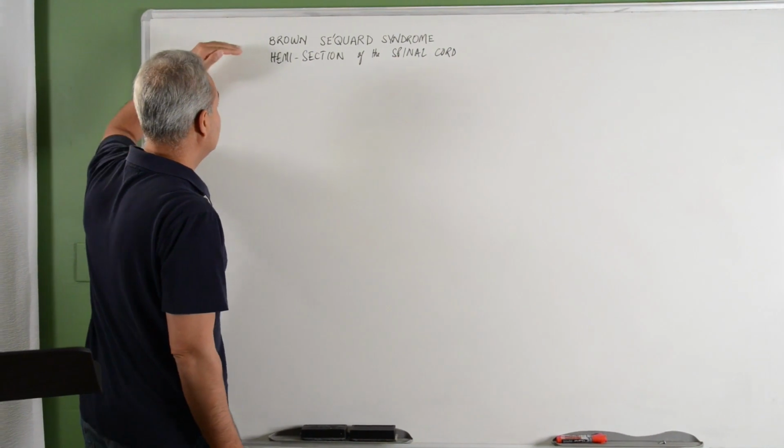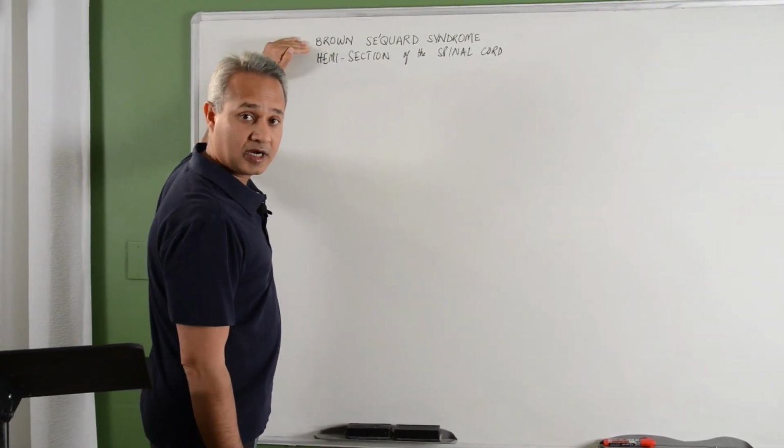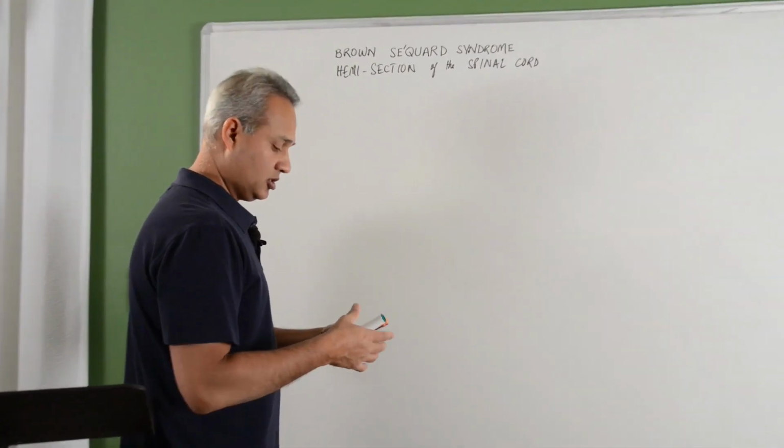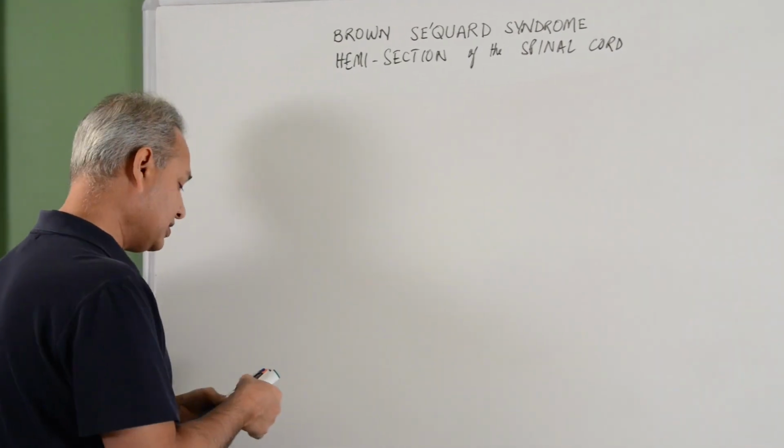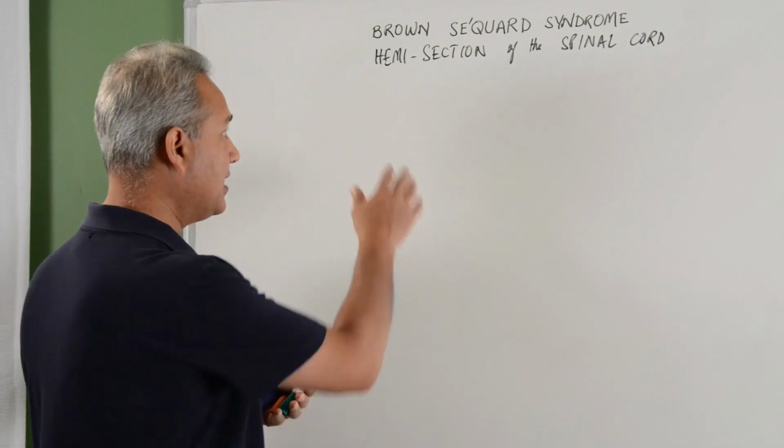We are talking about the central nervous system, and the lecture today is about the hemisection of the spinal cord. Very important lecture. This is also called Brown-Sequard syndrome. It was Dr. Sequard who found out or wrote about this, so that is why it is named that way.